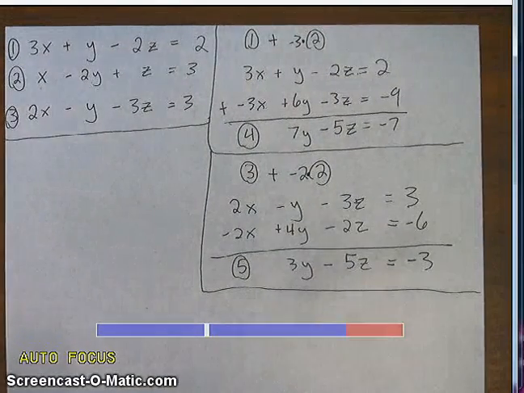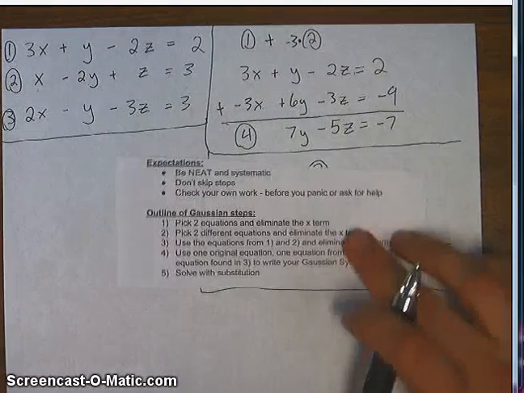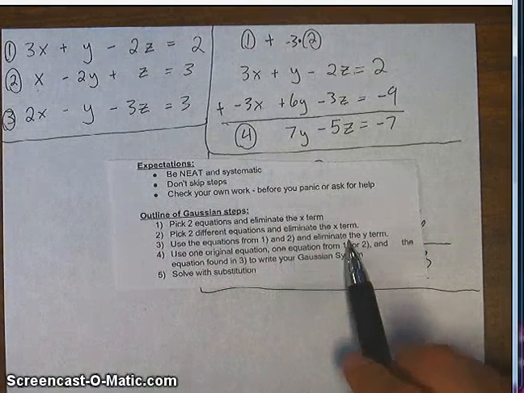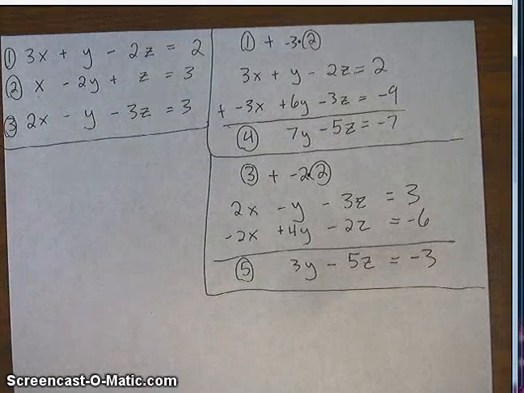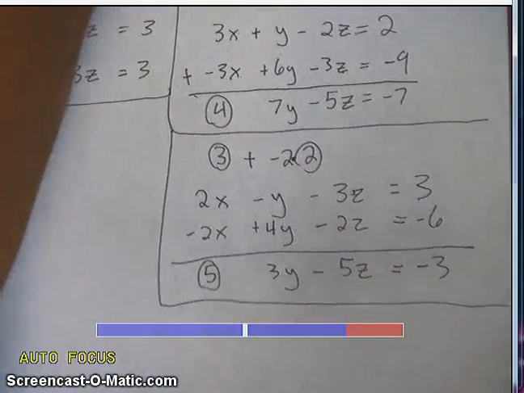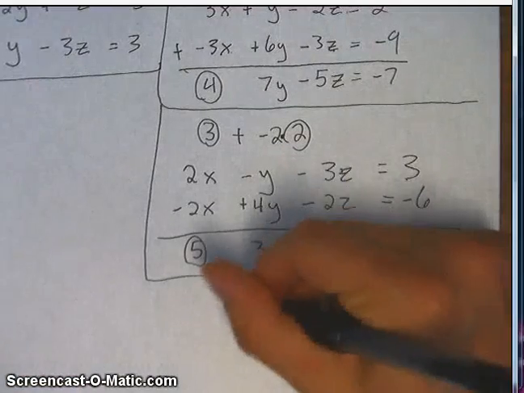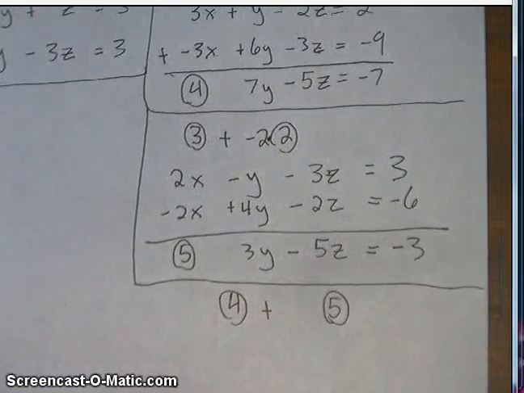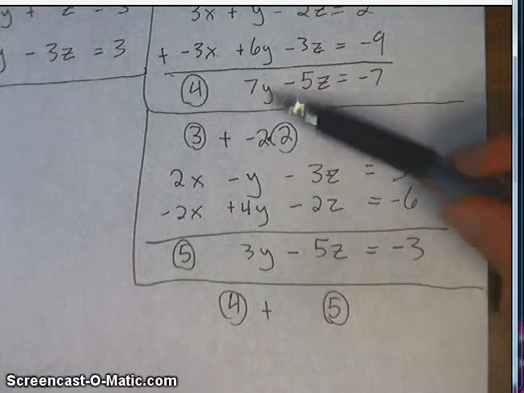All right, let's look at my list now. Step 3 says use the equations from 1 and 2 and eliminate the y term. Okay, eliminate the y term. So I'm looking at this thing. I need to use equation 4 and equation 5. I need to add them in such a way that these y terms are eliminated.